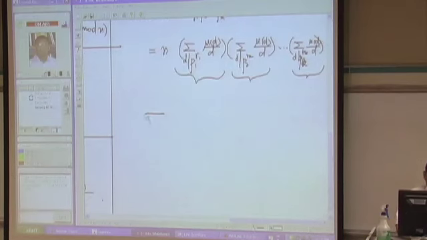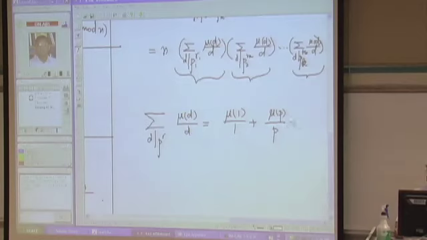So I will use a generic prime. Assume that you have p dividing p to the power of r. Then what are the divisors? The smallest divisor is 1, so mu of 1 over 1. The next smallest divisor dividing p to the power of r is p, so mu of p over p. The next is mu of p squared over p squared, and so on up to mu of p to the power of r over p to the power of r.